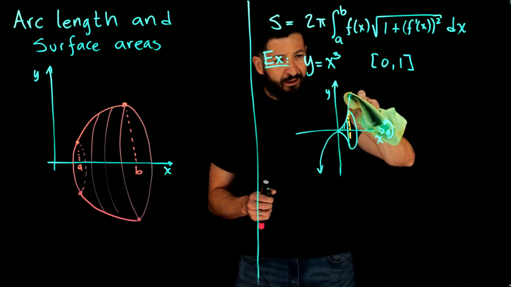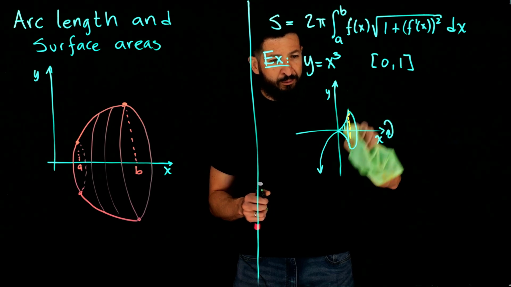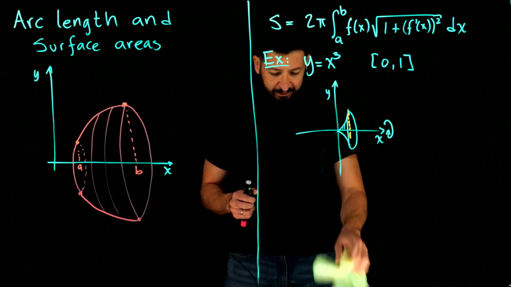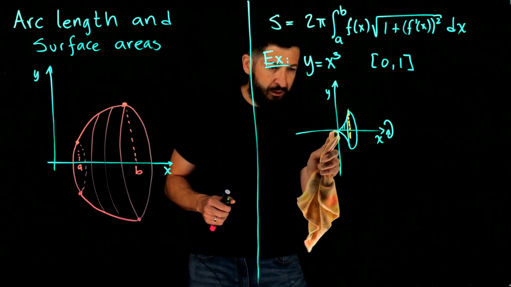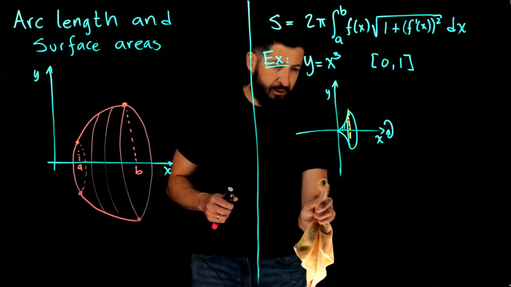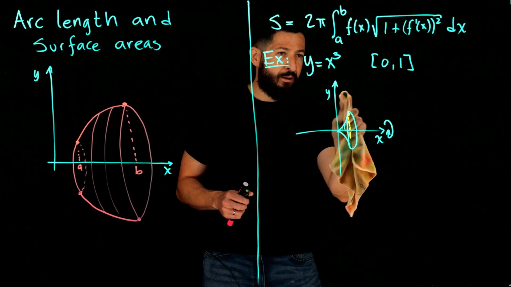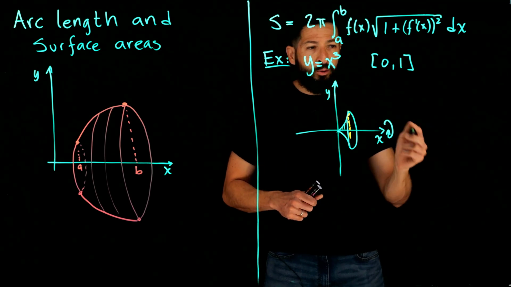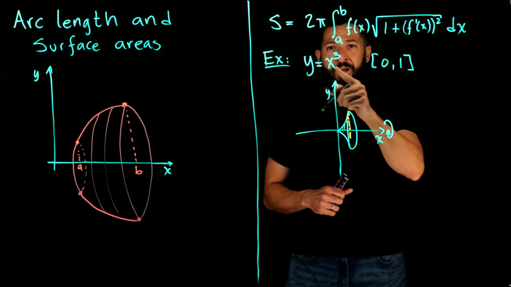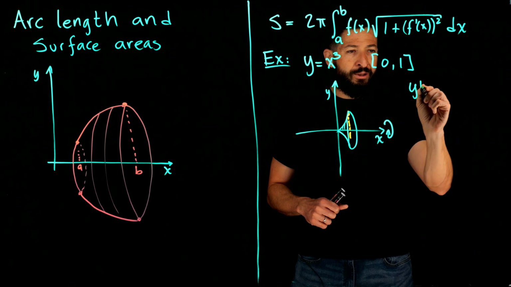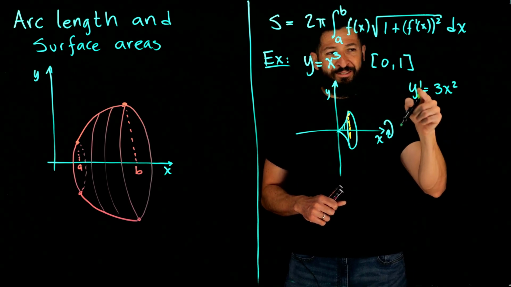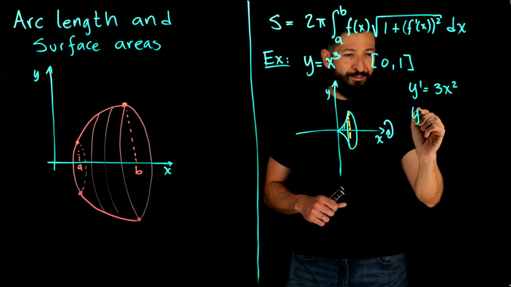So now that we saw how it rotated, maybe we eliminate the rest of the graph, because why not? We're going to go from 0 to 1. So let's leave that there. All right, so that's what we're trying to do. All right, so just to apply the formula, notice that I have to find y prime, which is going to be 3x squared.